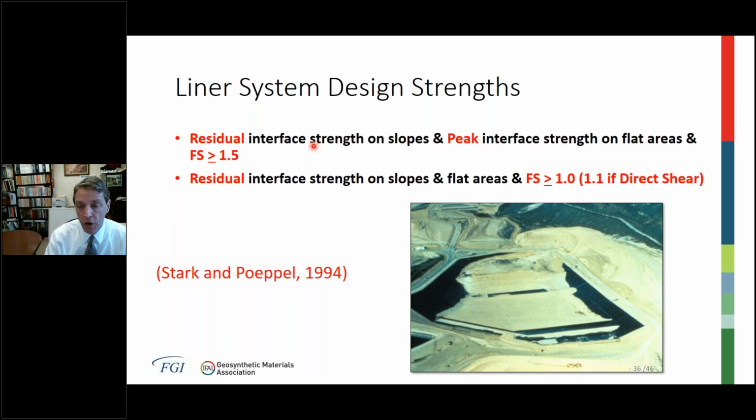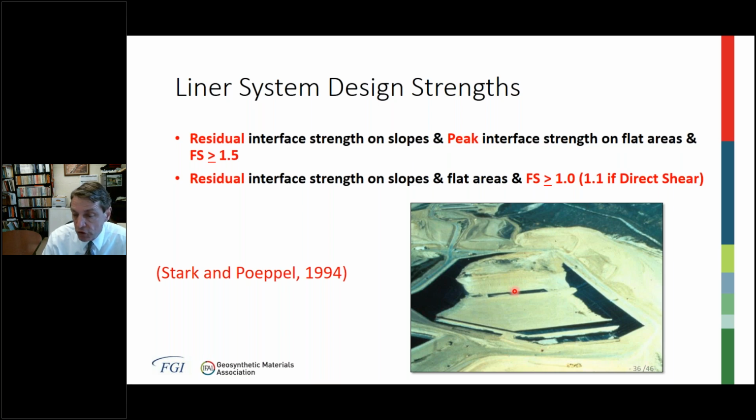With residual on the side slope and peak on the base, you still have to meet a factor of safety of 1.5 for regulatory and slope stability purposes. Because on the side slopes, a residual interface strength will be mobilized, and thus, to have the same level of safety, you must meet 1.5. The second scenario to check is to assign a residual interface strength on the slope and the flat areas. So the side slope and this base portion on your 2D section would have a residual interface strength applied to it. And there you want to make sure the factor of safety is greater than 1. So if for some reason both the side slope and base mobilize a residual strength, you don't have a failure condition.